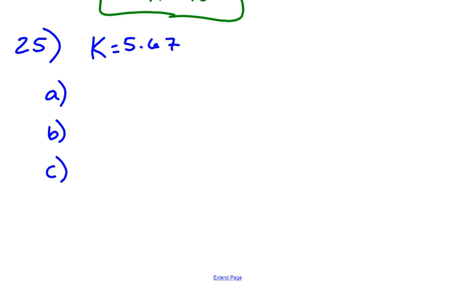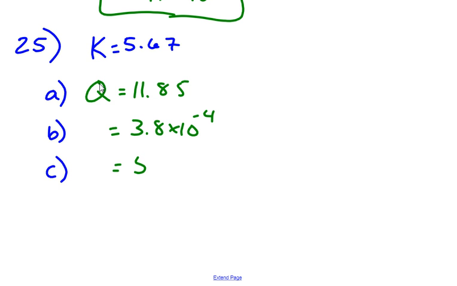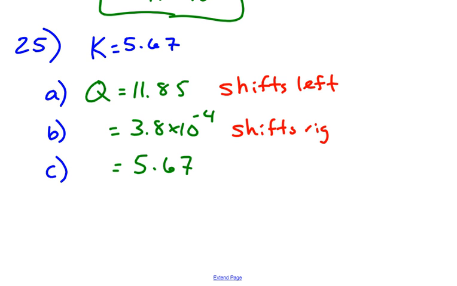Okay, so if they give you other numbers, so Q equals 11.85, or if it equals this, or if it equals that. So the letter A shifts to the left. Everything you want is on the box to the left. Shifts left. So then letter B would shift right. I'm modeling good behavior by writing it. And the last one would be no shift.